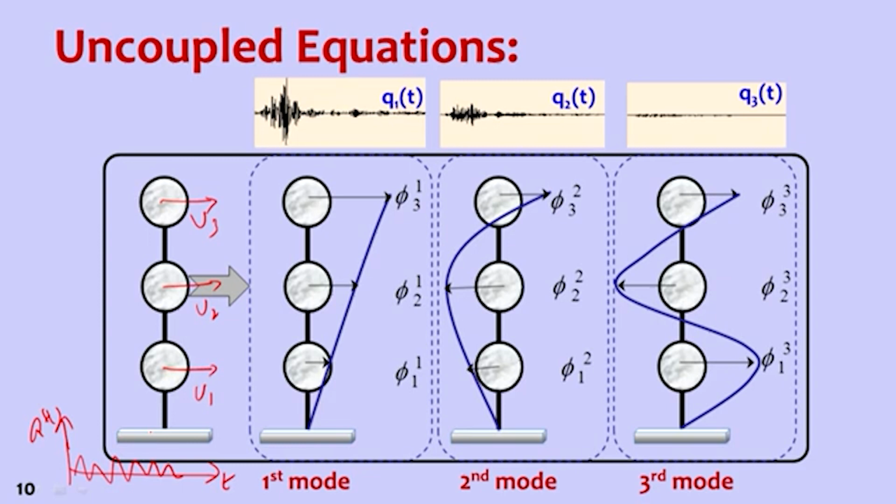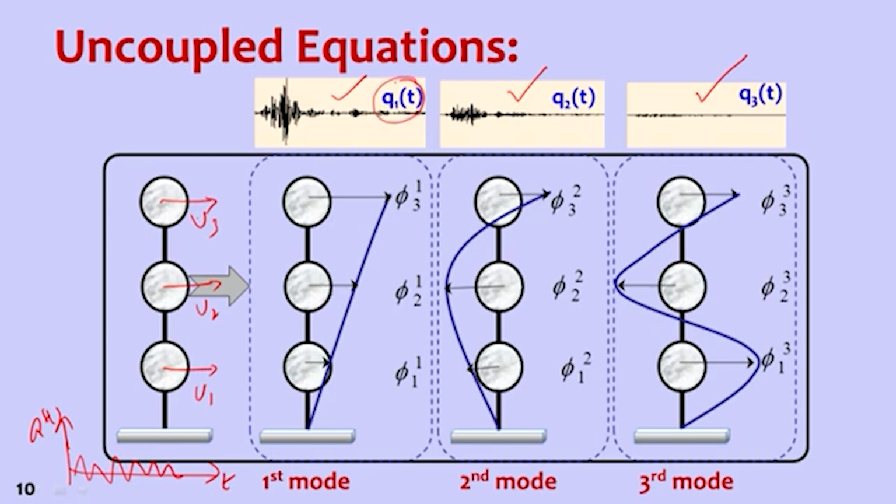An N degree of freedom system is converted into N single degree of freedom systems with these mode shapes. So mode shape 1, mode shape 2, mode shape 3, as you can see here. When we do that, we get the time history response of the first mode, of the second mode, and of the third mode. The participation factor is included in it. Now we want to find U1, U2, U3. So how do we get U1, U2, U3?